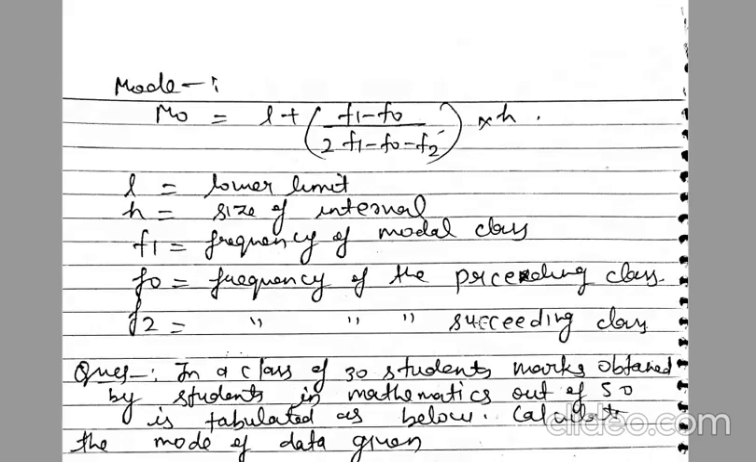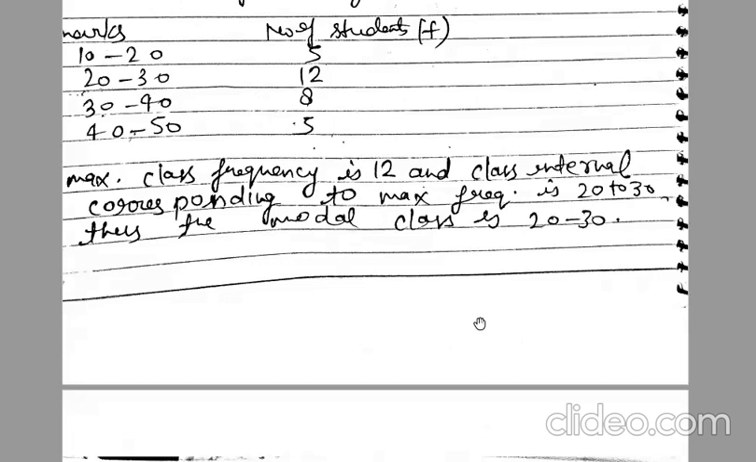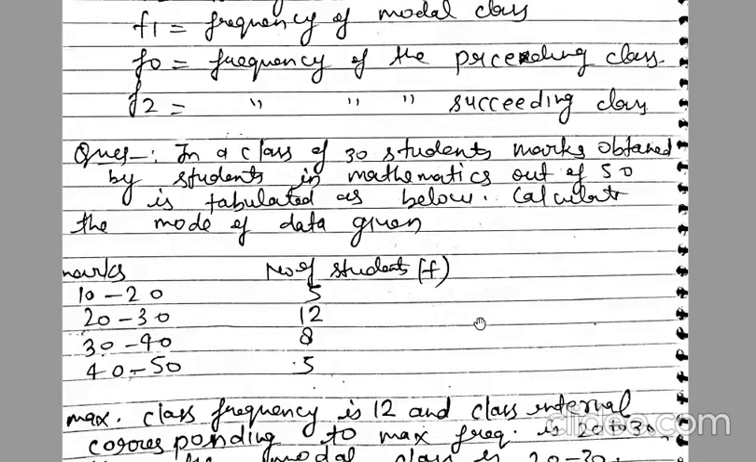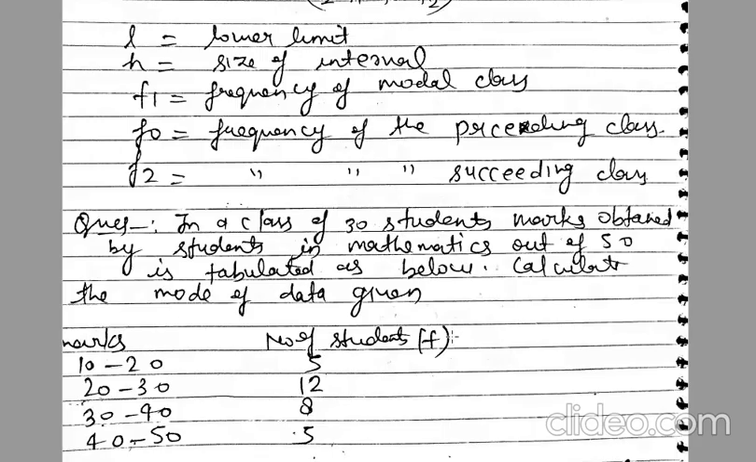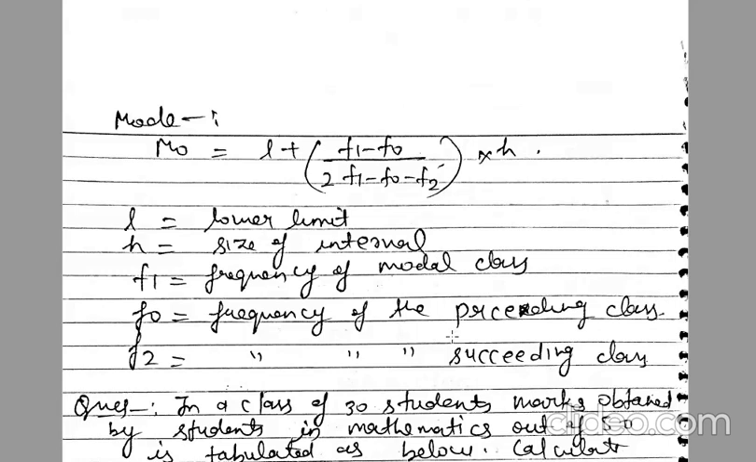Guys, there is a formula of mode here, so you just learn this formula, because I think I did not share this formula with you, so I'm sharing this. Mode is equal to L plus (f1 minus f0) upon (2f1 minus f0 minus f2) into h. So L is your lower limit, h is your size of interval, f1 is the frequency of the modal class, f0 is the frequency of the preceding class, and f2 is the frequency of the succeeding class, right? We will better understand this formula by an example.